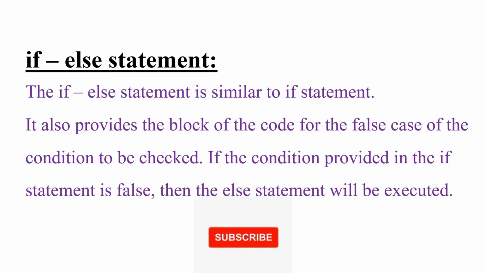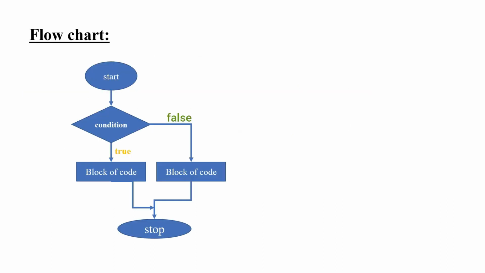Next, we will discuss if else statement. The if else statement is similar to if statement. It also provides the block of the code for the false case of the condition to be checked. In if statement, we have only one block, that is true block. But in this, we have both true and false blocks. If the condition provided in the if statement is false, then the else statement will be executed. Means if the condition is true, then if block code will be executed. If the condition is false, then else block code will be executed.